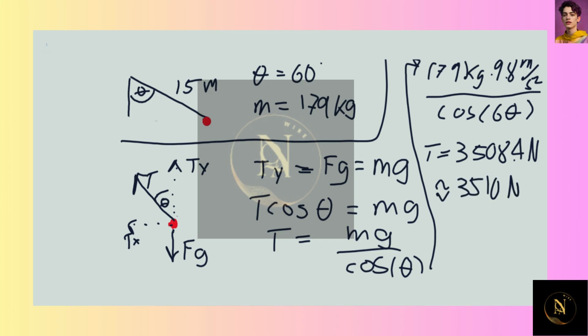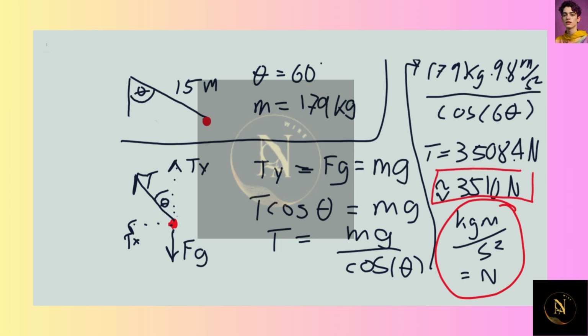3,510 newtons. If you want to double check, you can also look at your units. Our units when we solve the problem are kilograms meters per second squared, which is equal to newtons, so therefore our answer makes sense, and we are in fact working in units of force. And so 3,510 is our answer to part A.